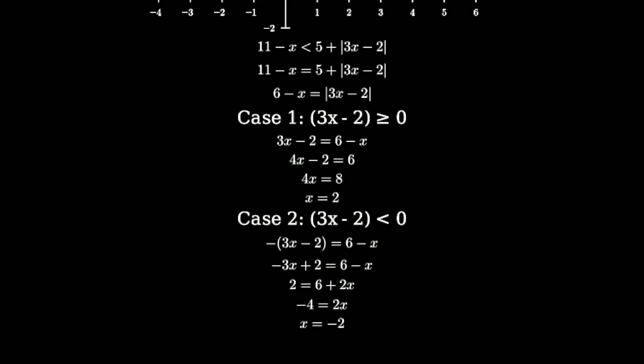Now looking back at the inequality, 11 - x < 5 + |3x - 2|, we want the x values where the red line is below the blue V graph. Observing the graph, this happens when x is less than -2 or when x is greater than 2. Therefore, the solution to the inequality is x < -2 or x > 2.